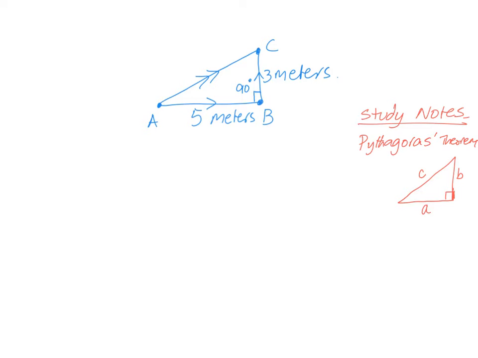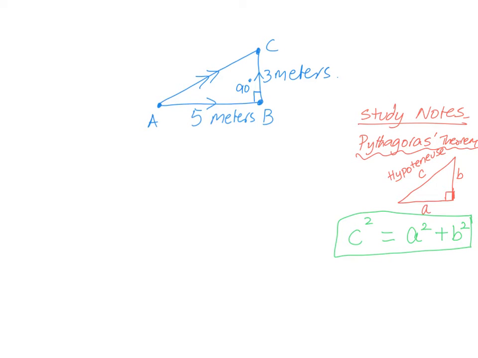Now this side opposite the right angle is the hypotenuse. This is the hypotenuse. So Pythagoras' theorem says that if you square this hypotenuse, it is always equal to the sum of the other sides individually squared. So this is what it's saying. So if I take C squared, it's equal to the square of A plus the square of B.